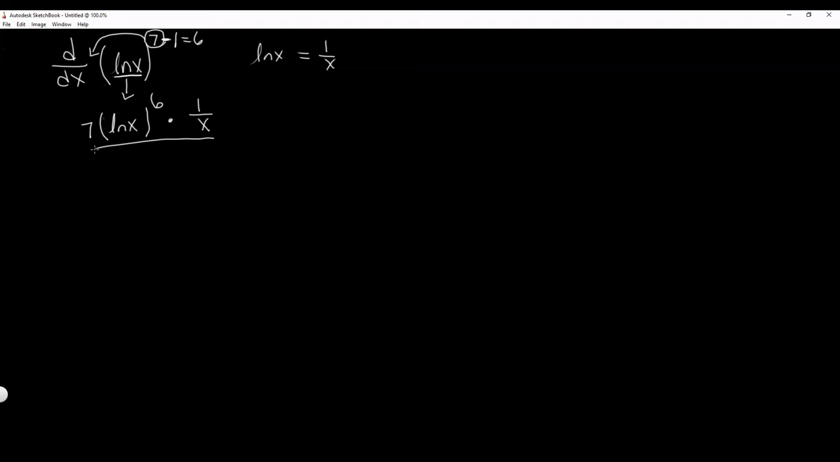And this would be our answer, but we could further simplify this to 7 times the natural logarithm of x raised to the 6th power divided by x. And that is the answer to this problem.